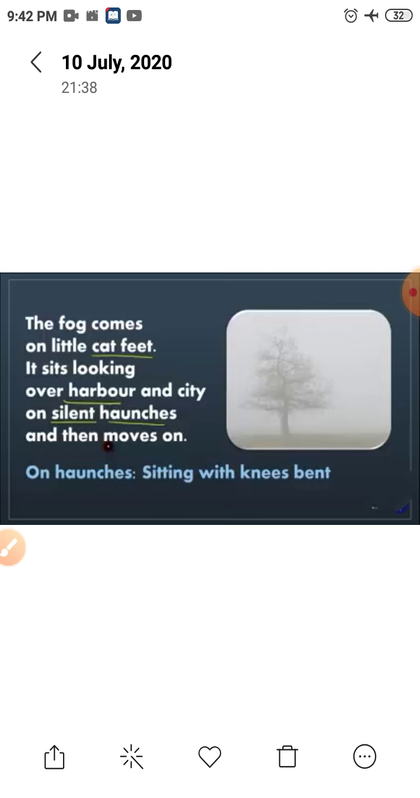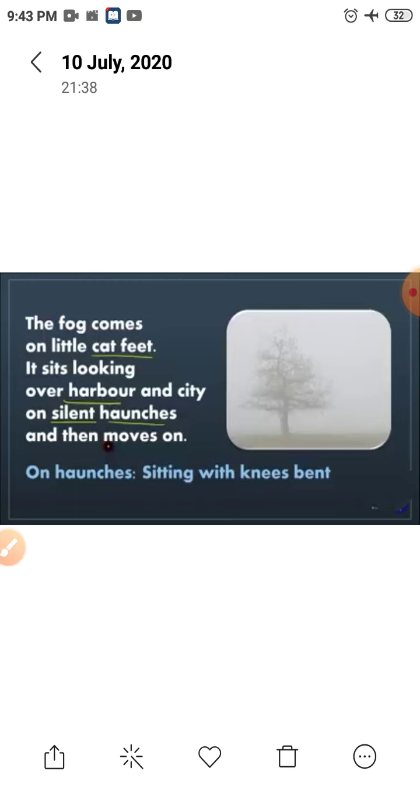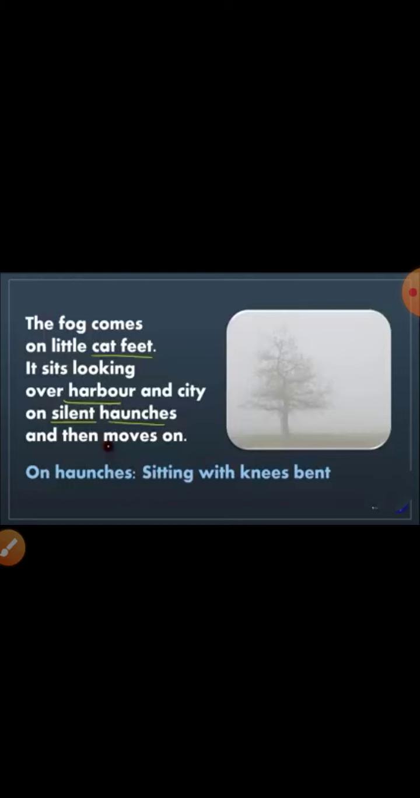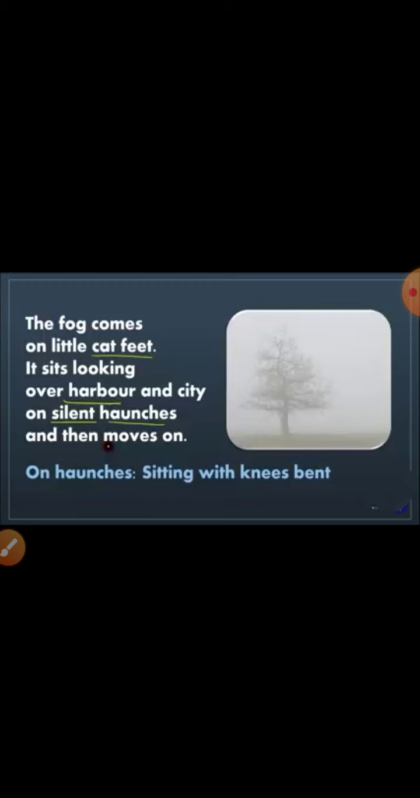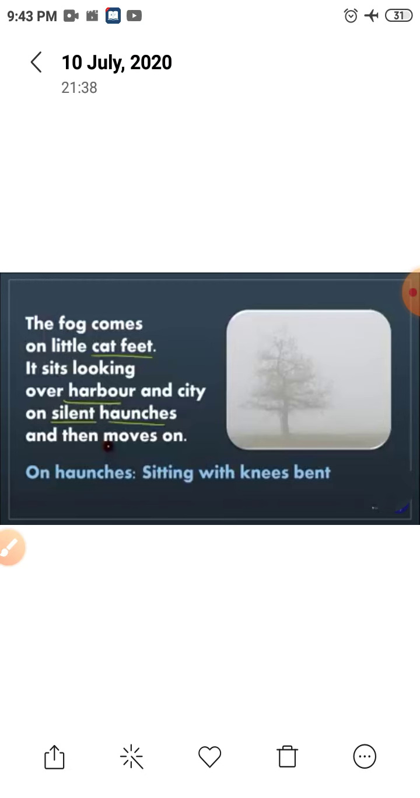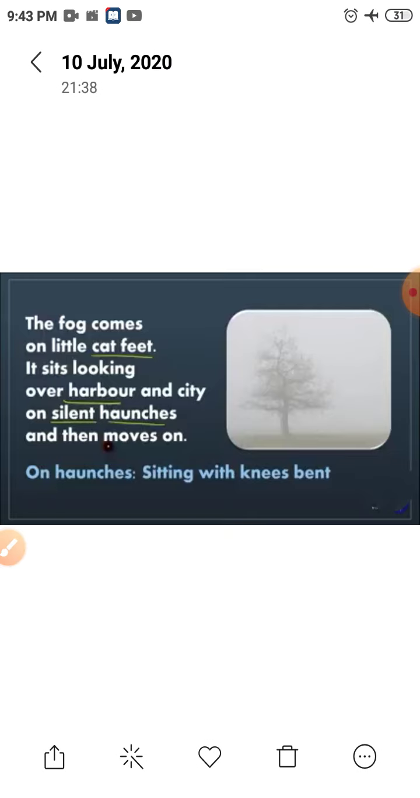Here you can see that a cat walks silently on its small feet. The fog also comes in the same manner, in a silent way, as if trying to avoid any attention. Fog's presence over and around a city seems as if a cat is sitting on its haunches and looking over the harbor and the city. That fog is there in the city. In the same way, the cat is silently sitting on its haunches, and then it looks over the harbor and the city.